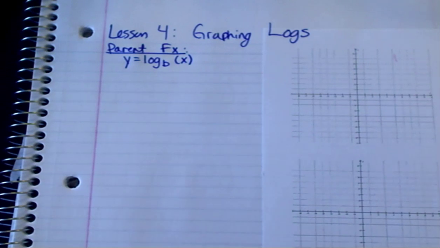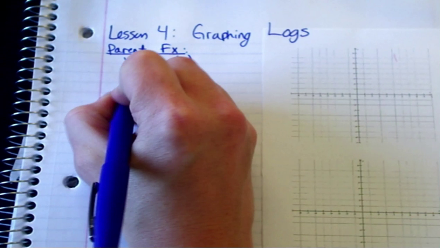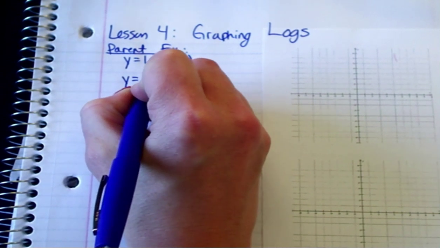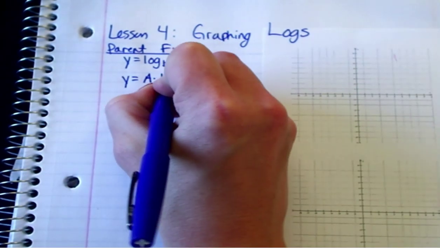Okay, notice the levels. The B is a subscript. Don't write your logs too small and forget where the subscript is. Now we still have A, H, and K. All right. I'm going to write my A as a capital so that it doesn't look like a number.